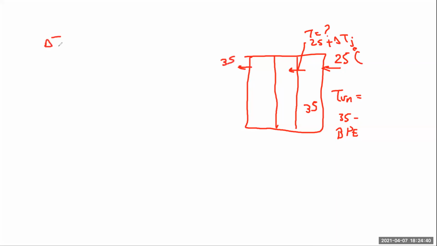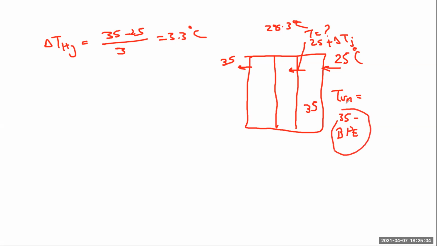So delta T for the heat rejection section is that difference, 35 minus 25, divided by the number of stages, which is 3. So 10 divided by 3 is 3.3 degrees centigrade. So the temperature here is expected to be 28.3 degrees centigrade. This is the temperature here. This is the vapor temperature, 35 minus the boiling point elevation.